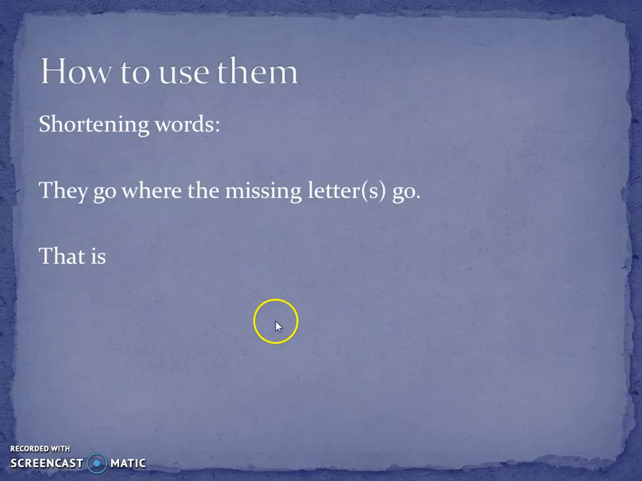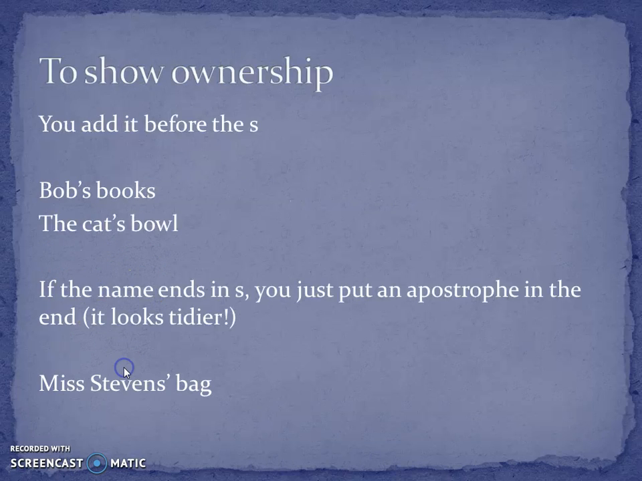Okay, so how do you use them in your writing? If you are shortening words, you put the apostrophe where the missing letter or letters go. So if you wanted to shorten that is, you take out the I and it says that's. Now obviously you're going to put the I on the end of that, but you're going to put an apostrophe to show that you actually know how to spell those words. You've just taken out the I. So you take out the I from that is, and you add an apostrophe.